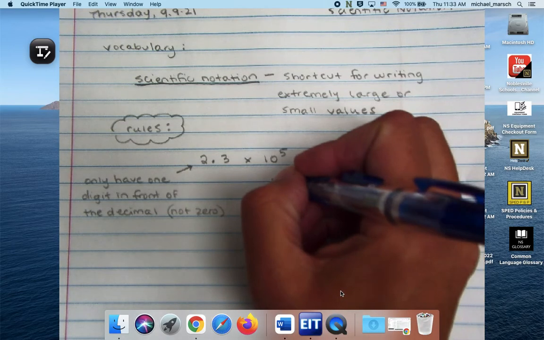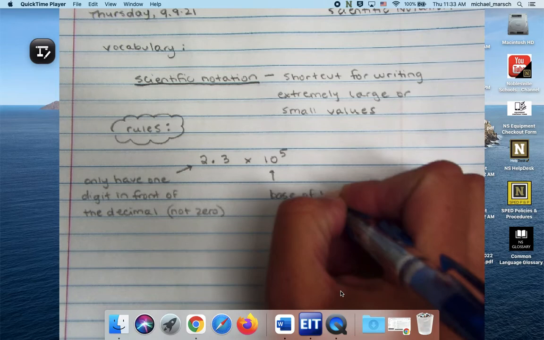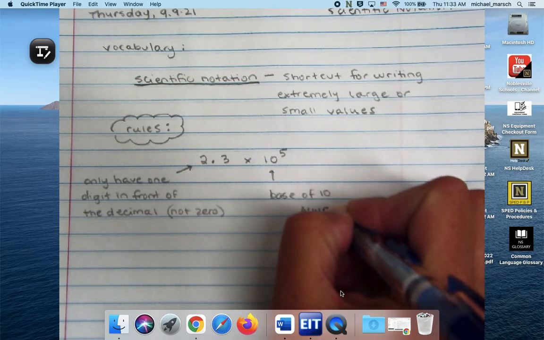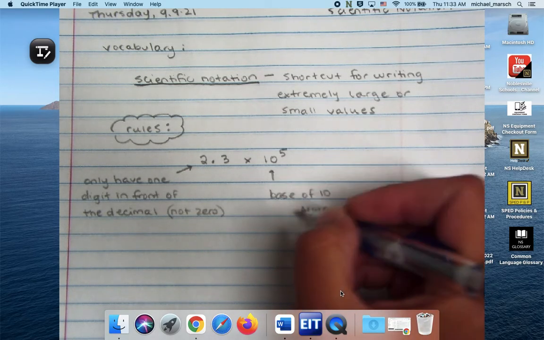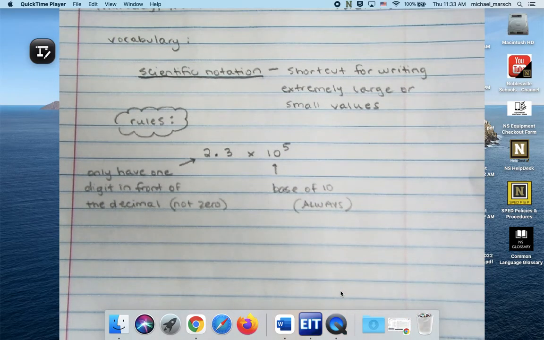Another rule is that it's always going to be multiplied by a base of 10. That helps us to shift the decimal to the left or to the right easily, because when you multiply something by a value of 10, then it just moves that many spaces.